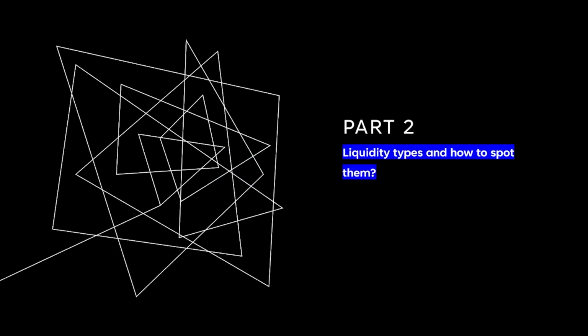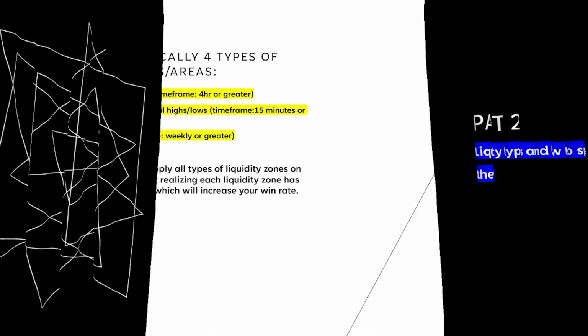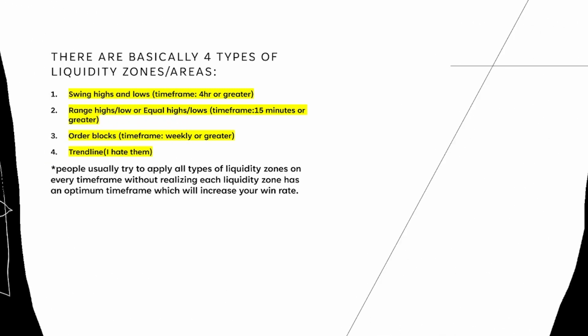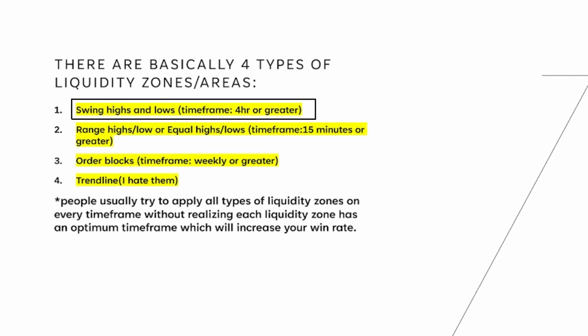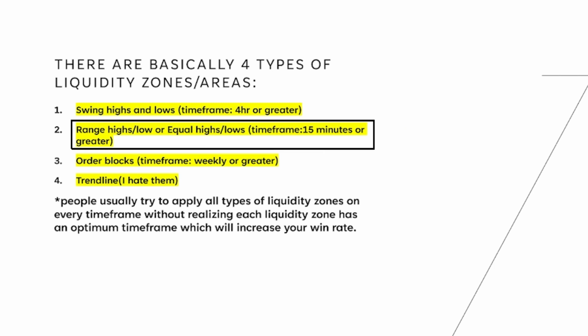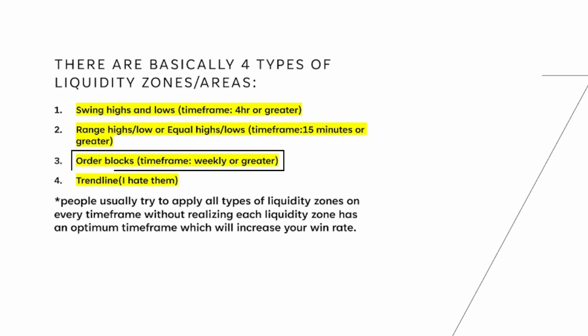Part 2, what are some liquidity types and how to spot them. There are basically 4 types of liquidity zones or areas. Firstly, we have the swing highs and swing lows. Secondly, we have the range highs and range lows. People also call it equal lows, equal highs. Thirdly, we have the order blocks. Fourthly, we have the trend line.